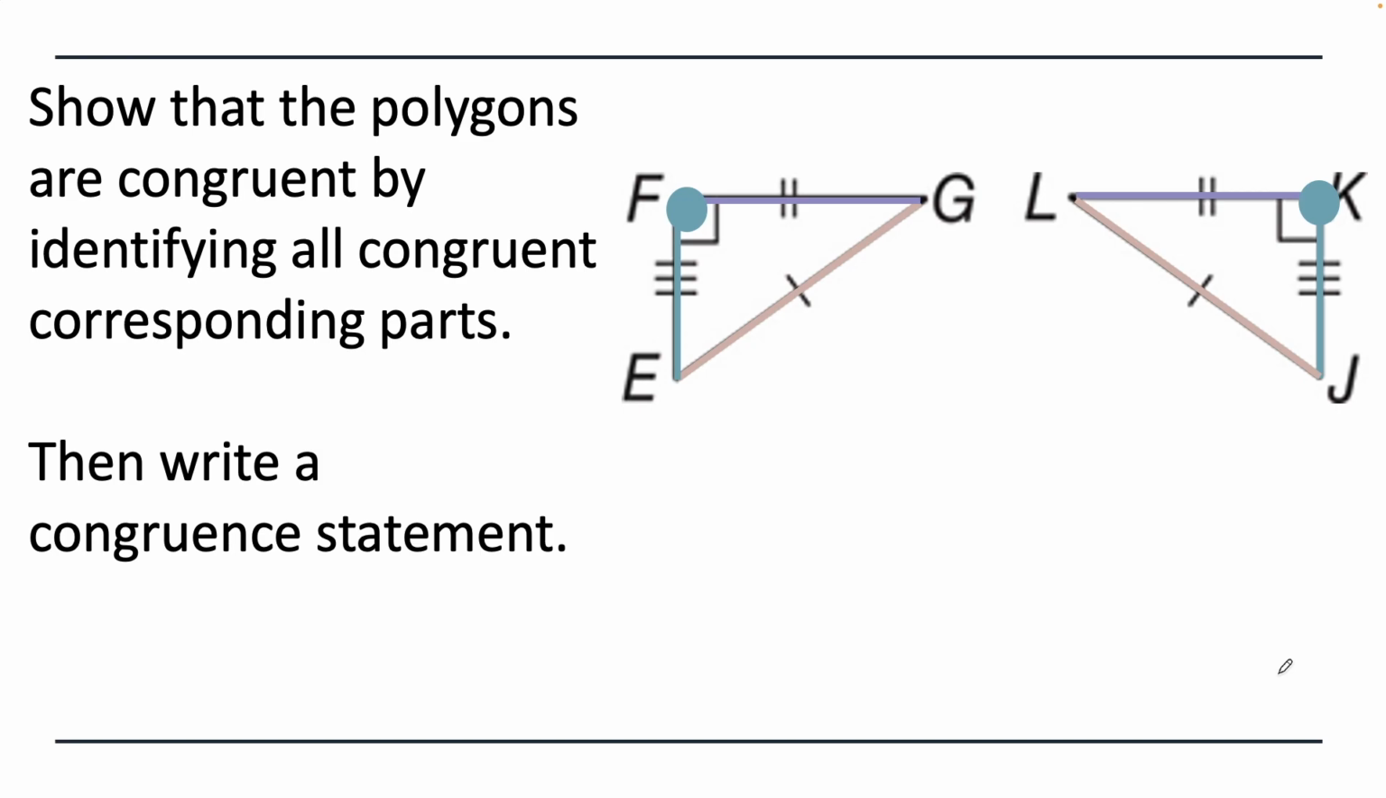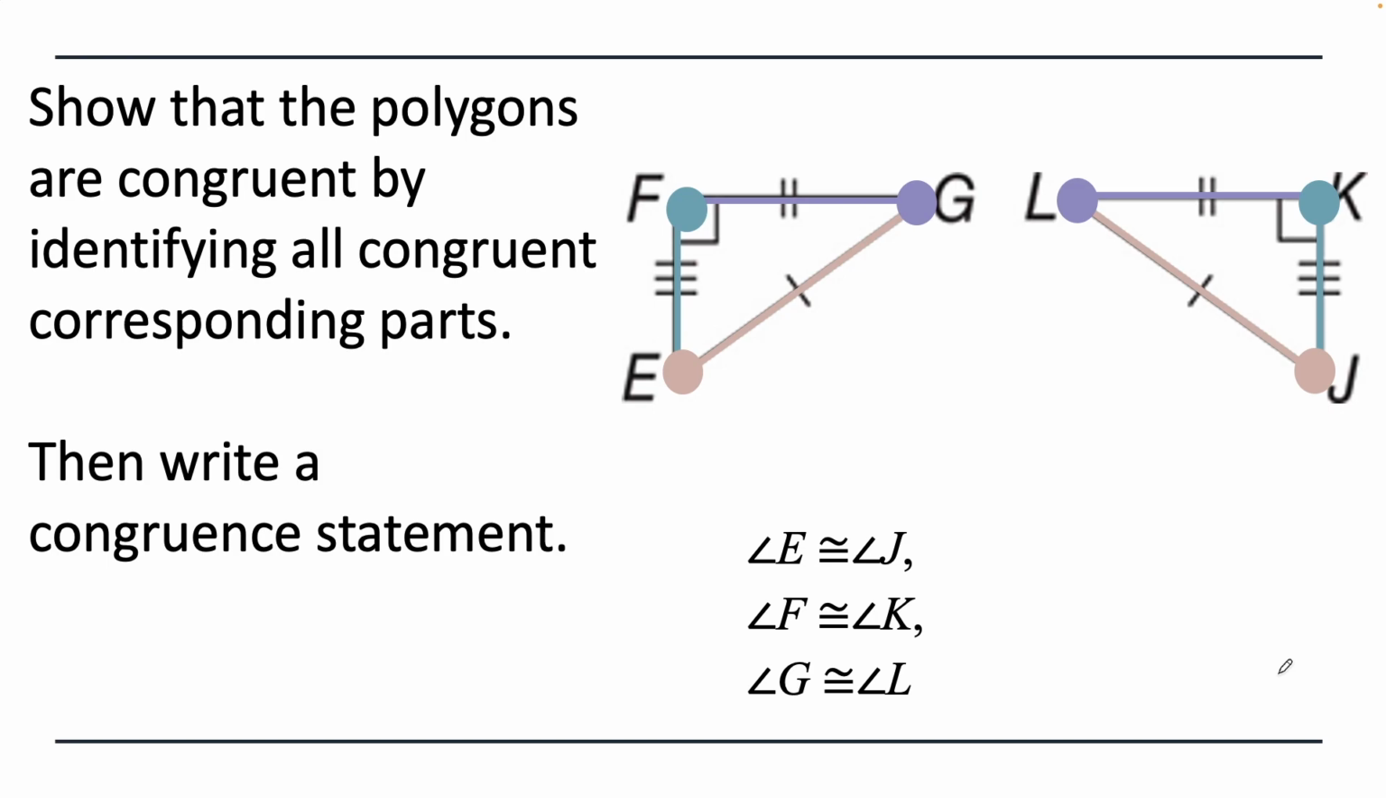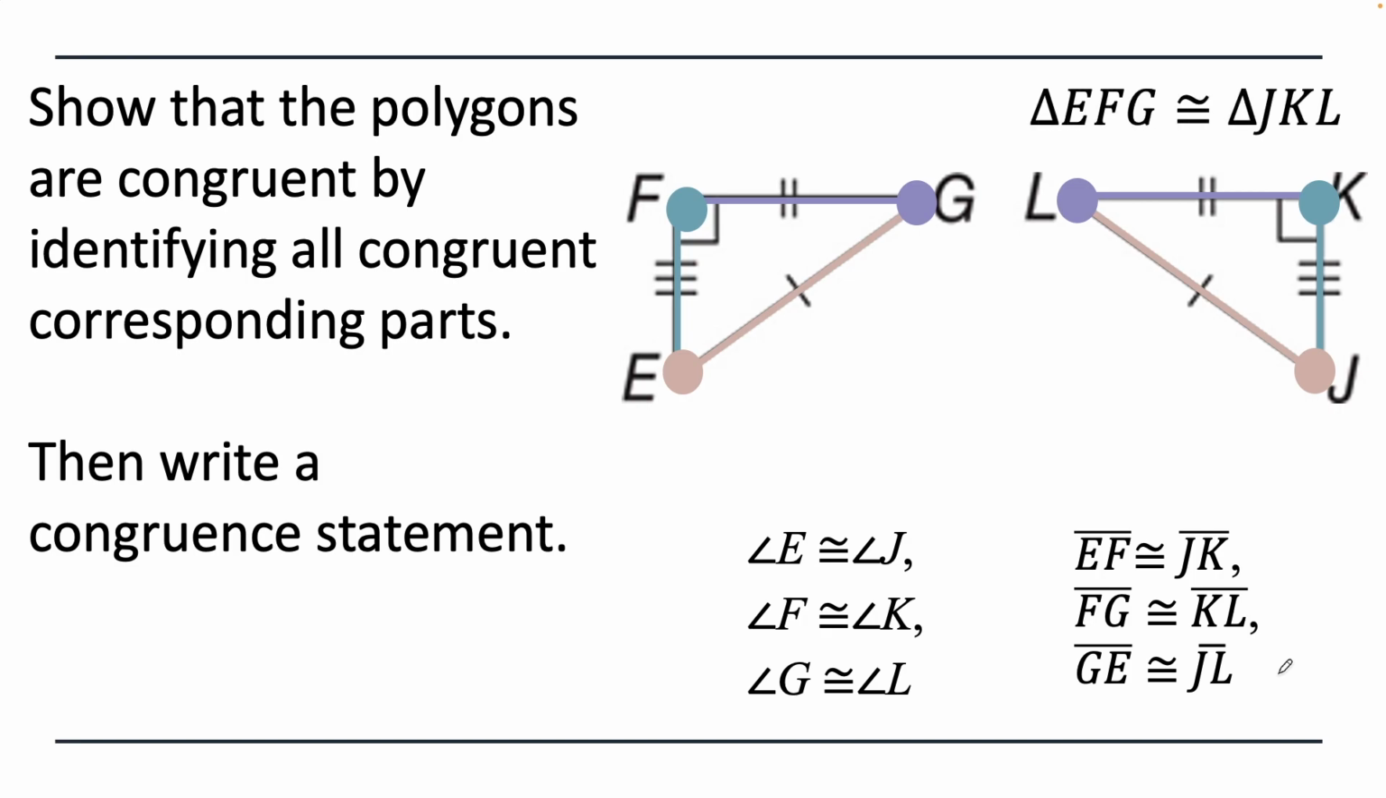And then with that, now we can see that angle E and J, those are partners, those are congruent, and G and L. And so now we can list all of the corresponding parts. So E is congruent to J, F is congruent to K, G is congruent to L, and then the sides as well. EF to JK, FG to KL, and GE to JL. So our congruence statement then is that triangle EFG is congruent to triangle JKL.